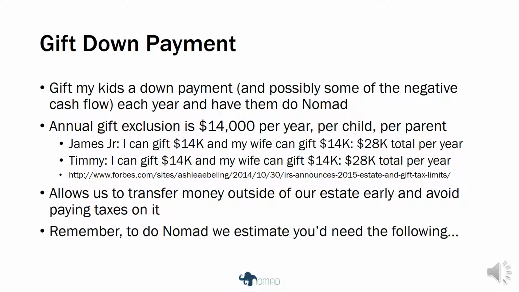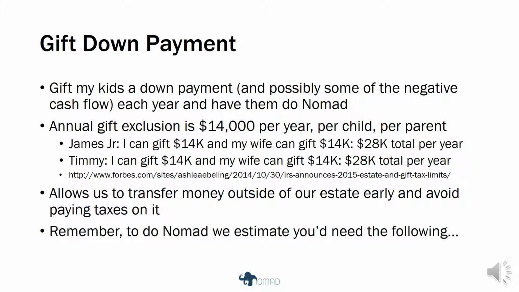So here's what we're going to do. I'm going to gift my kids a down payment and possibly some of the negative cash flow each year and have them do Nomad. Each year, the government allows you to gift a certain amount to your kids, or to anybody actually, per year. The annual gift exclusion is $14,000 per year, per child, per parent. So for example, James Jr., my son, I can gift him $14,000 in a year, and my wife can gift him $14,000 in a year. So he can receive from us, both parents, $28,000 total per year.